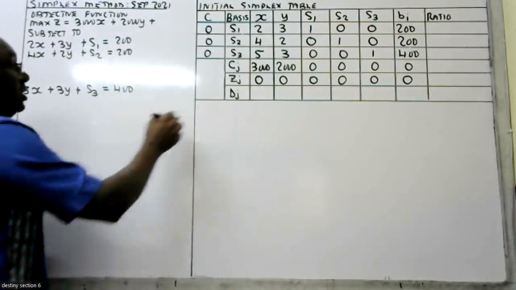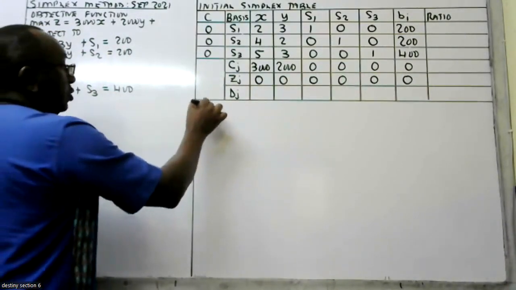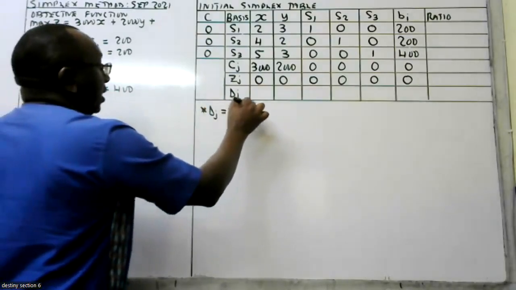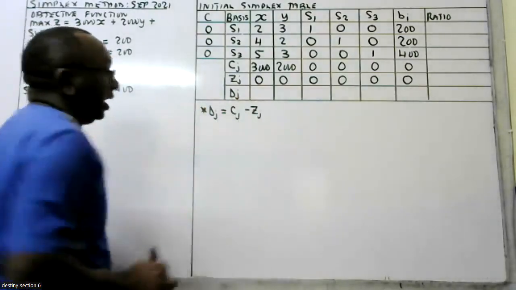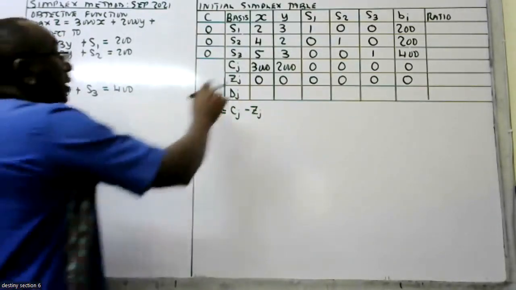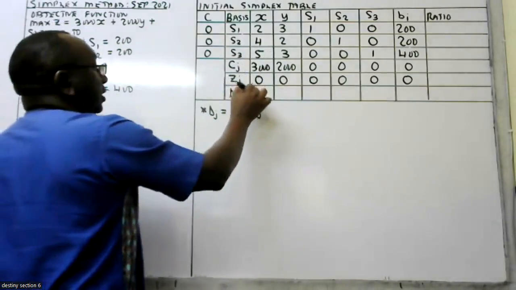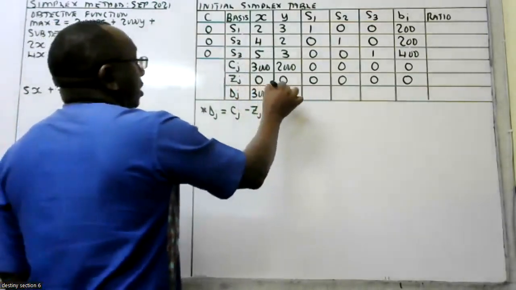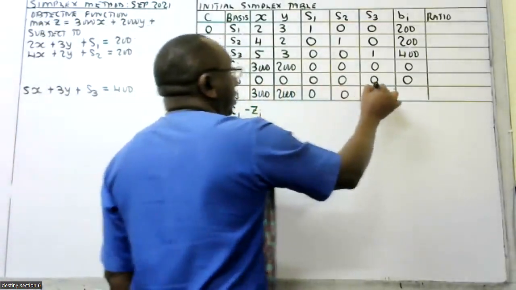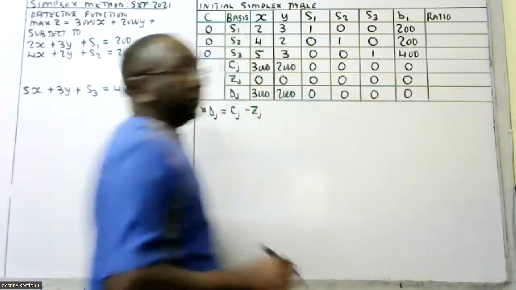Then when it comes to DJ, you should note that DJ is given as CJ minus ZJ. So if we do so, this will be 3,000. This will be 2,000. This is 0, this is 0, this is 0, and that is 0.